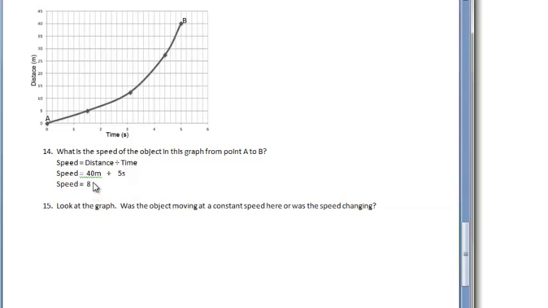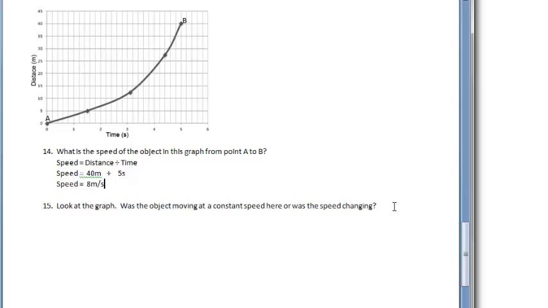Think about what units we should use. We are not traveling in miles per hour in this graph. We've used different units for speed or for distance and different units for time here. Did you say meters per second? Hopefully you did.